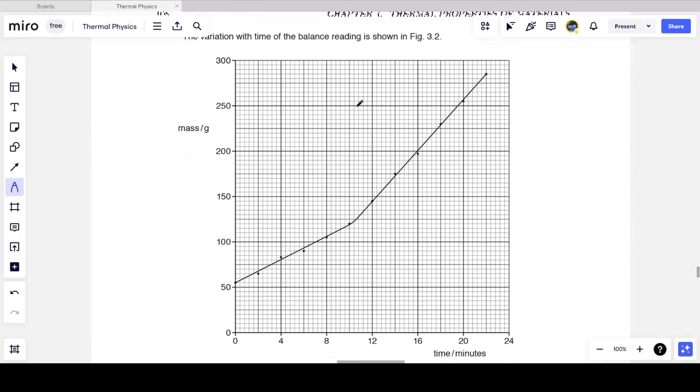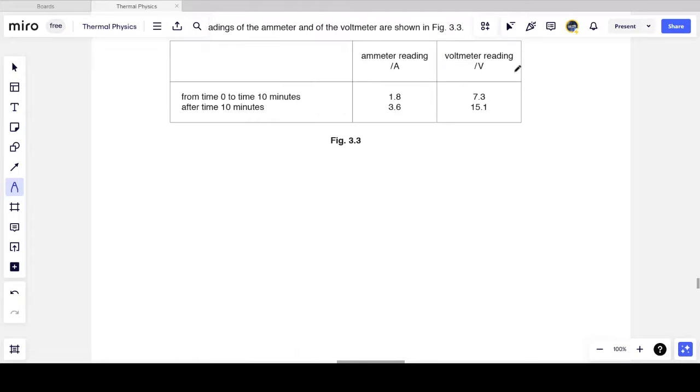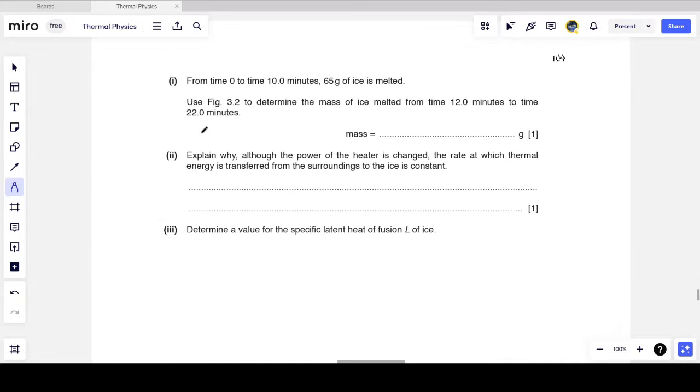Well, I need to see how much of water I have at 12 minutes and how much of water I have at 22 minutes, and subtract the two. And that's how I know how much of ice is melted. So I measure the mass of the water at 22 minutes to be 285 grams, and the mass of water I had at 12 minutes was less, it was 145 grams. So again, I do this calculation to prevent me from making any mistakes, and I get a difference of 140 grams. So the mass would be 140 grams. That's the amount of ice that is melted in that time.